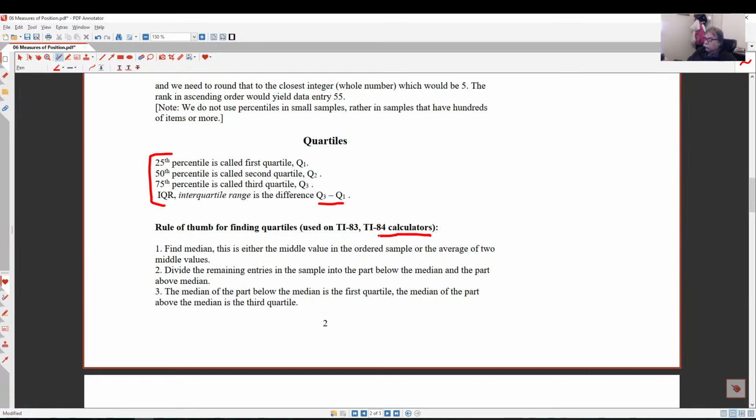The rule for finding the quartiles is very simple. We will use the rule that is in accordance with the Texas Instruments calculators 83 and 84.